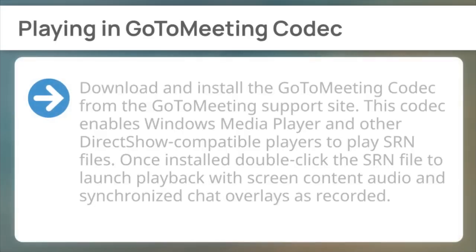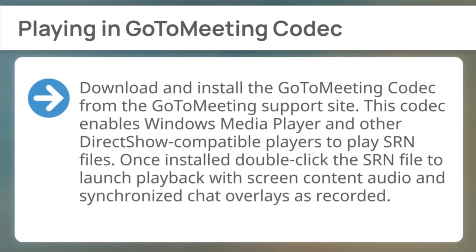First, playing with the GoToMeeting codec. Download and install the GoToMeeting codec from the GoToMeeting support site. This codec enables Windows Media Player and other DirectShow compatible players to play SRN files. Once installed, double-click the SRN file to launch playback with screen content, audio, and synchronized chat overlays as recorded.